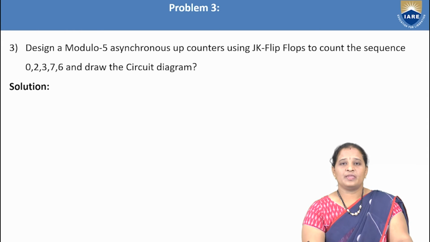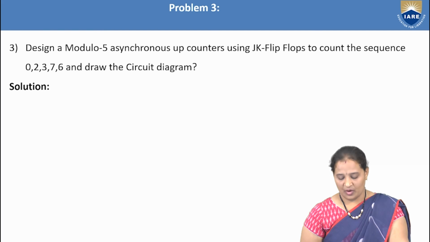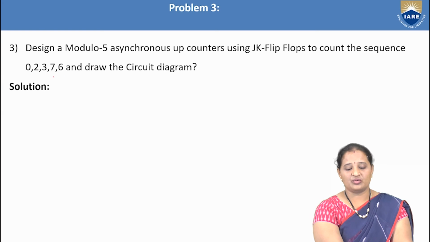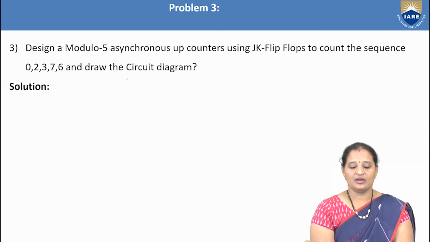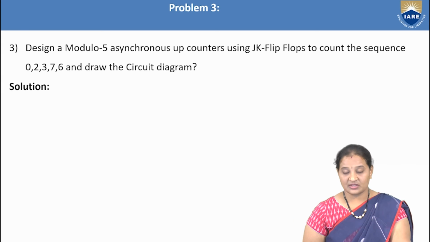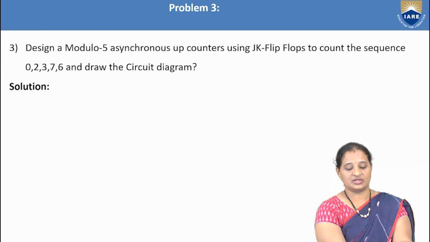So now let us see the next counter, that is the next example: mod 5 asynchronous up counter using JK flip-flop to count the sequence 0 2 3 7 6 and draw the logic circuit. So here he has given his own sequence. That means when the clock pulse is applied, if the present state is 0, it has to go to 2. Next, if it is 2, it has to go to 3, that is 0 1 1. If it is 3, it has to go to 7 instead of 1 0 0, right?